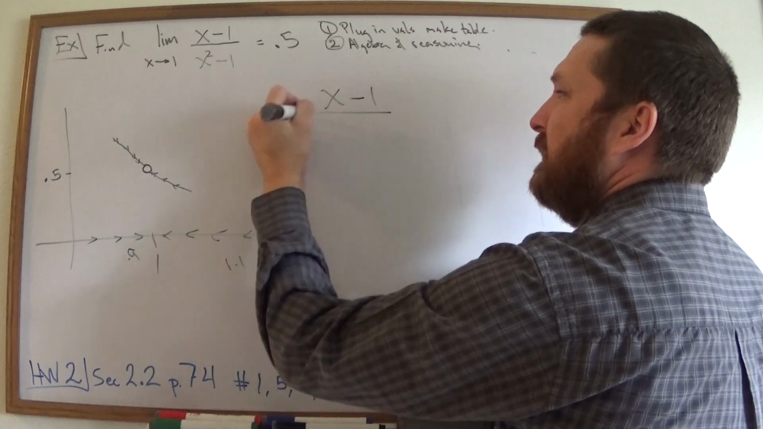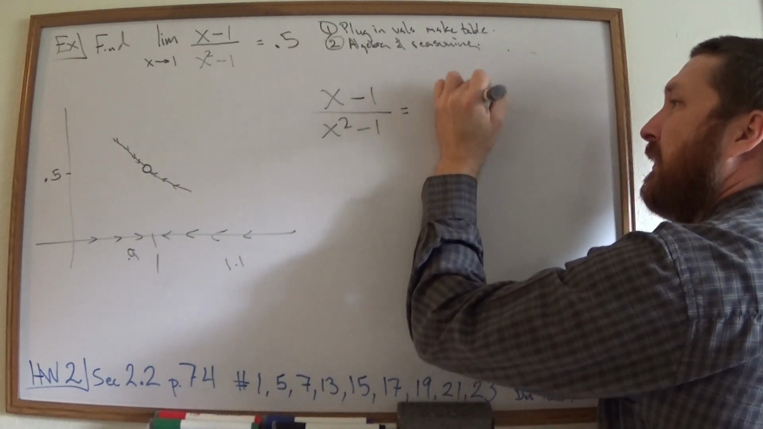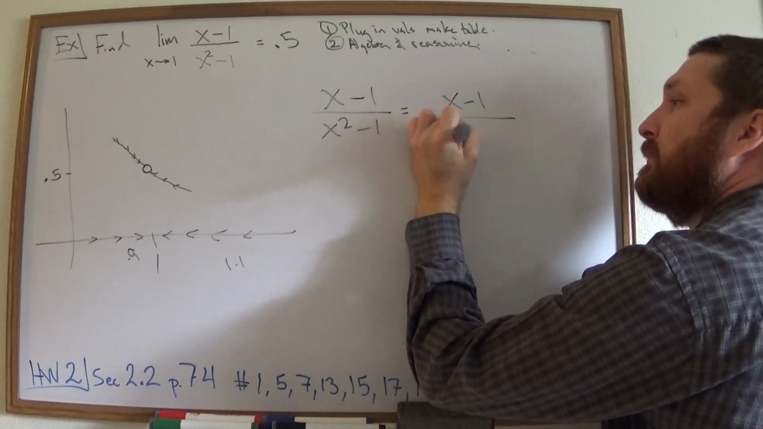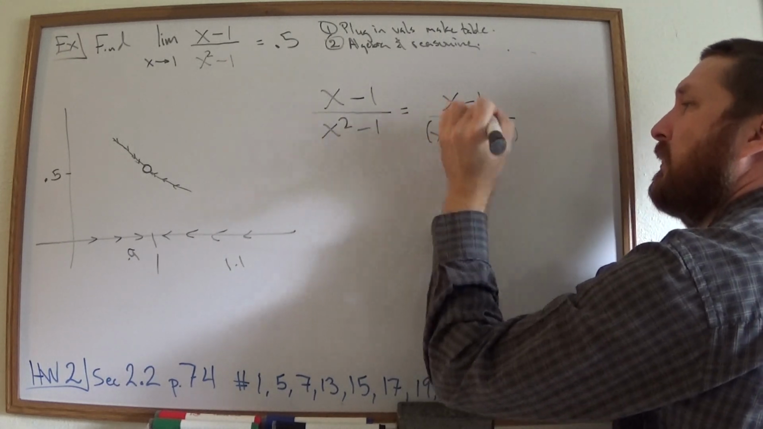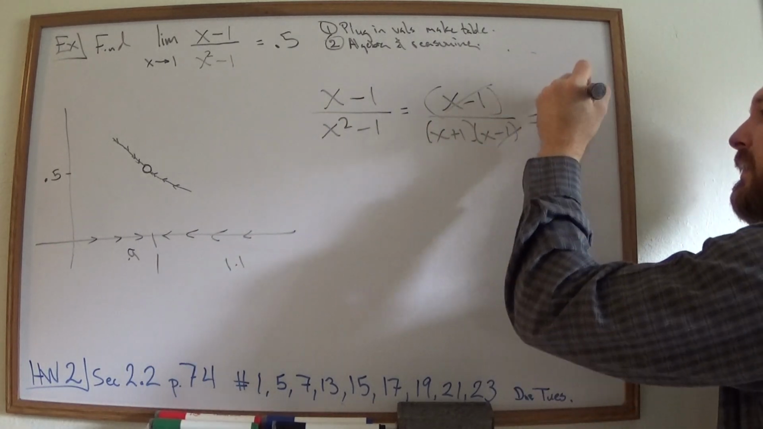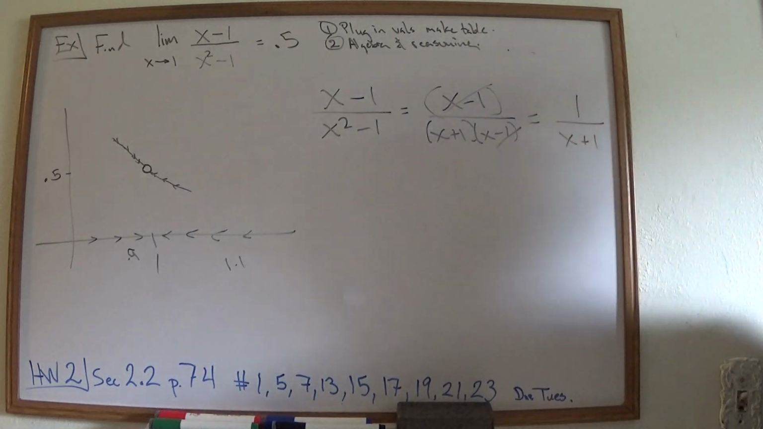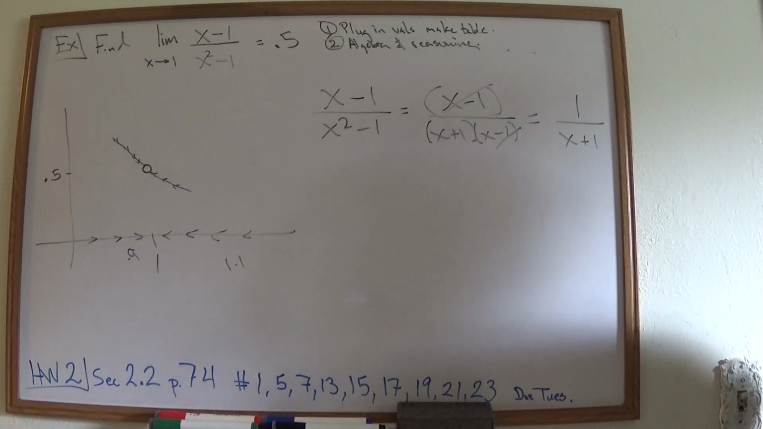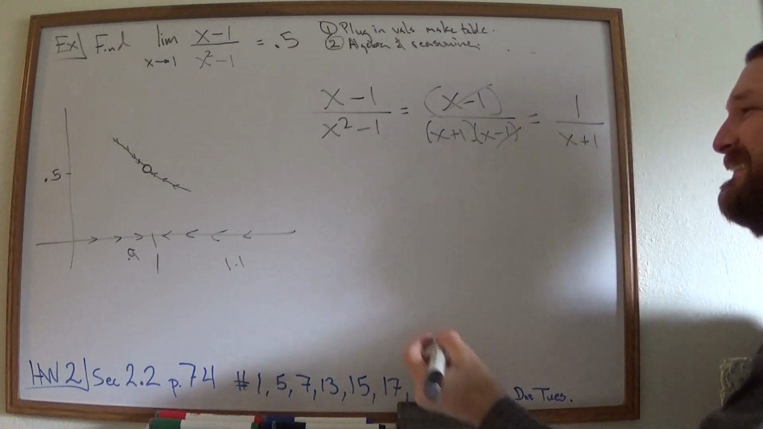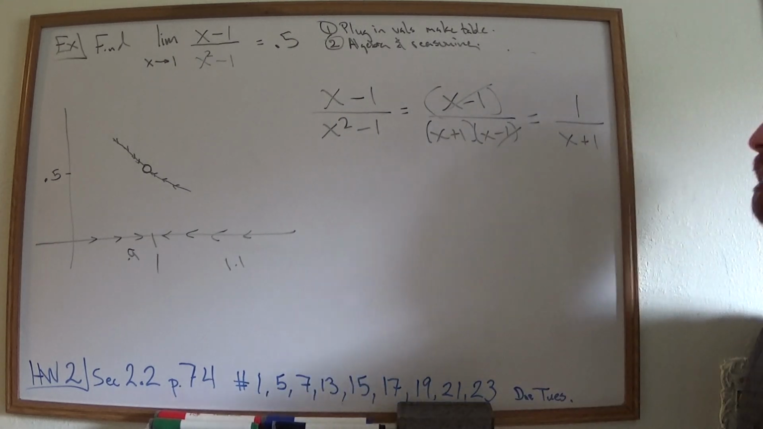This thing right here, can I factor anything? Bottom is x plus 1, x minus 1. Does anything cancel? X minus 1. Yeah. And so this is the same thing as this, right? Can I plug in a 1? Yes. What happens if I plug in a 1? You can't plug in a negative 1. But before, you couldn't plug in a 1 until you canceled. Now that I've canceled something out, now I can plug in the 1.